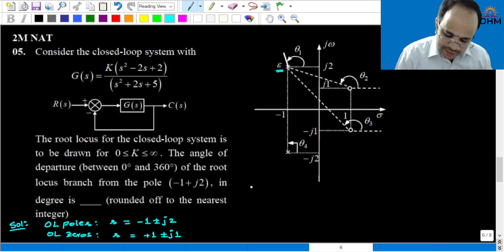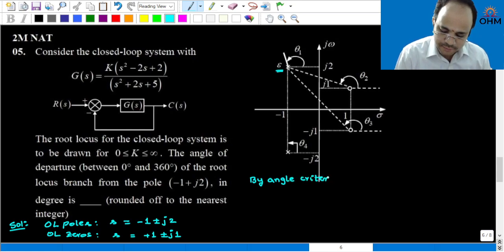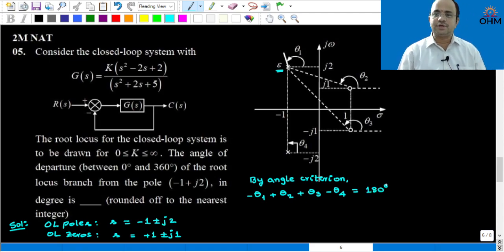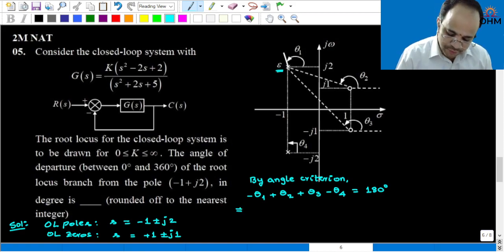So, how to write down that angle criterion? By the angle criterion, you can take minus theta 1 plus theta 2 plus theta 3 minus theta 4 is equal to an odd multiple of 180 degree because of the negative feedback system. So, the zero contributes positive angle, the pole contributes negative angle. Therefore, if you substitute these angles, minus theta 1, now what is theta 2?